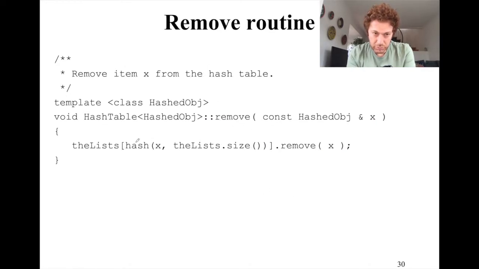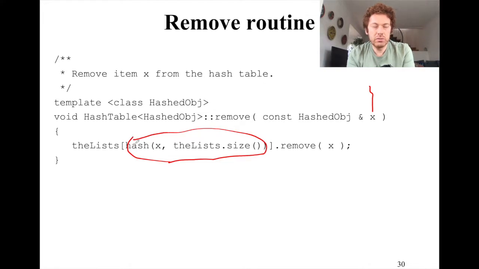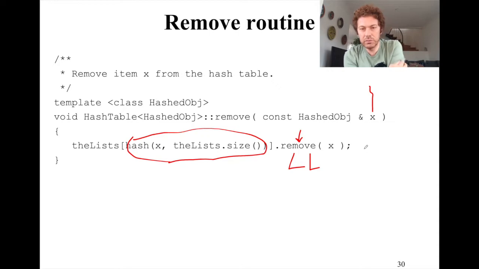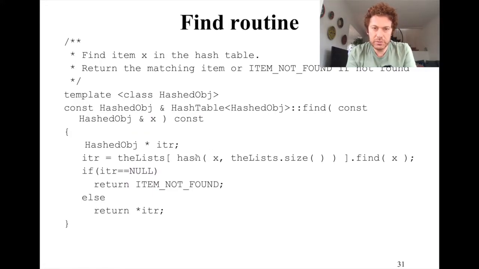Remove: again, I want to remove x, so I learn the hash value of x with this function, then it gives me the correct linked list, and from that, I call the linked list class's remove function. You should remember the details of this function. It's not our topic today. You should believe that this removes that entry properly. Then find: again the same idea, I find the relevant list ID and I go to that list and call find on that linked list. If found, I return the pointer to that node which has the desired x value.